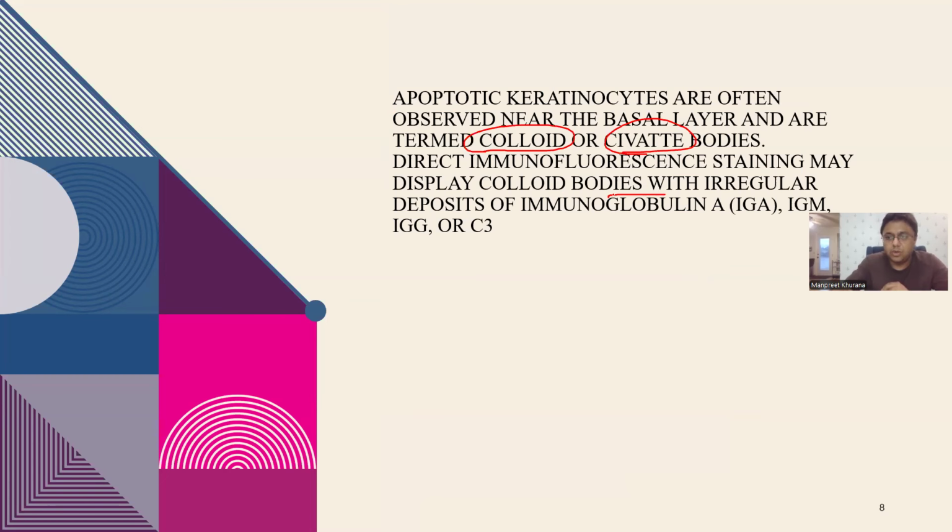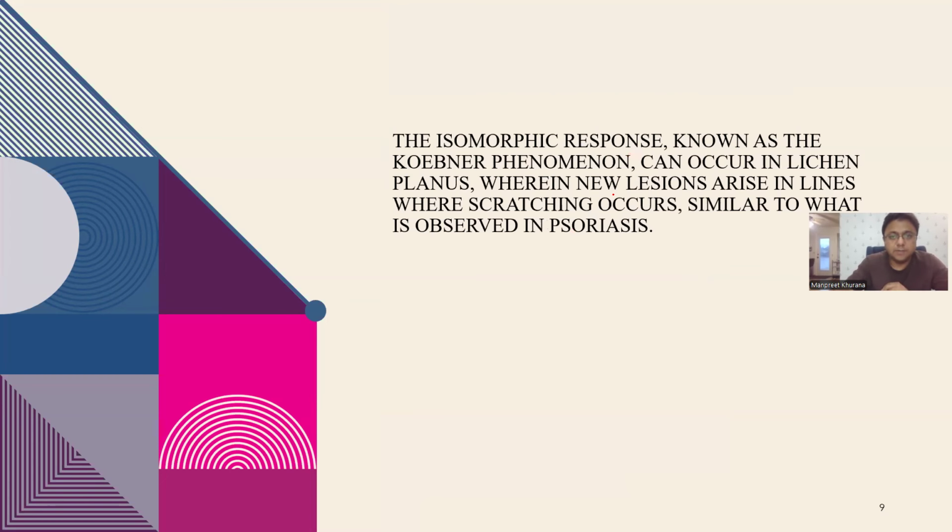We'll be taking a small lecture on immunoglobulins. The isomorphic response is known as Koebner's phenomenon. So these are some of the questions which can be asked. It can occur in lichen planus, wherein new lesions arise in the lines where scratching occurs, similar to what is observed in psoriasis, which is another skin disease.